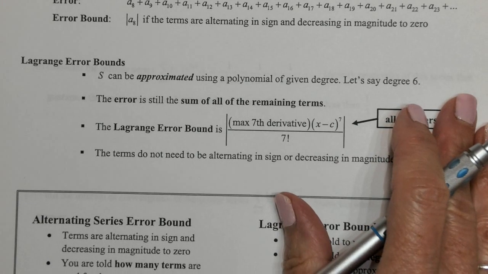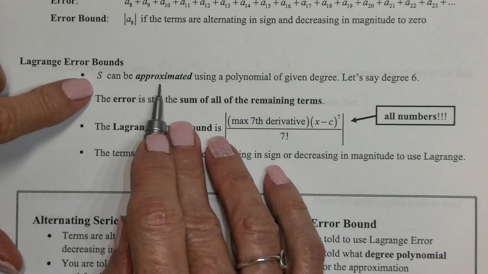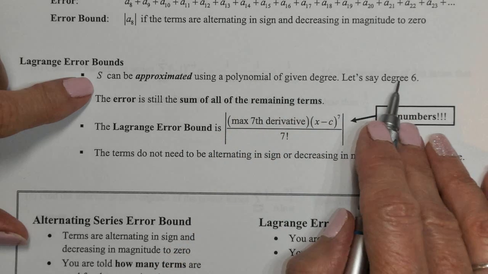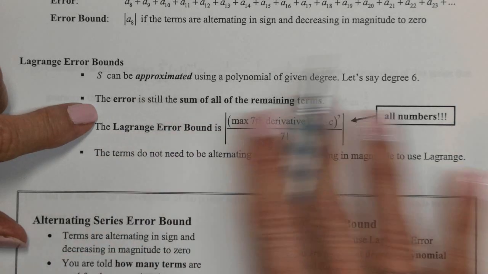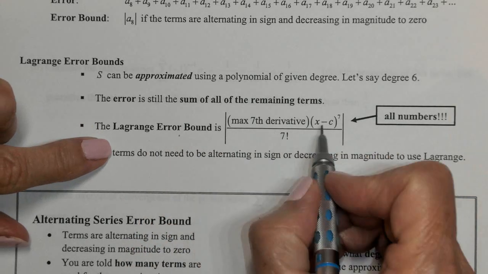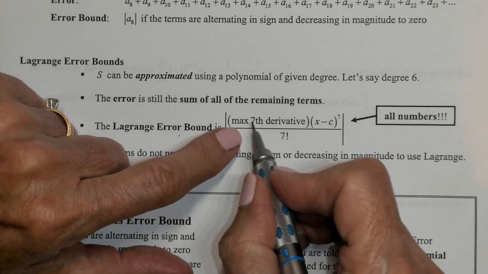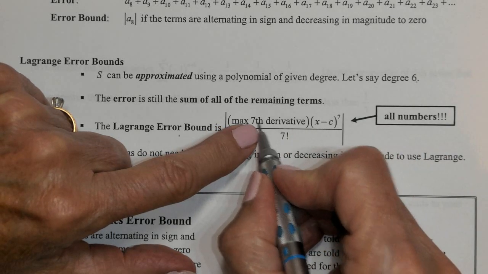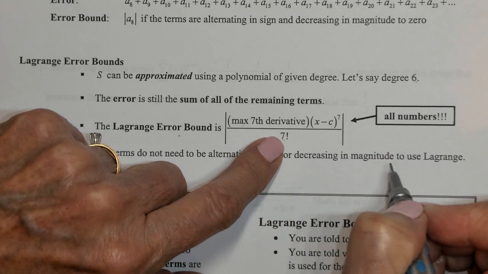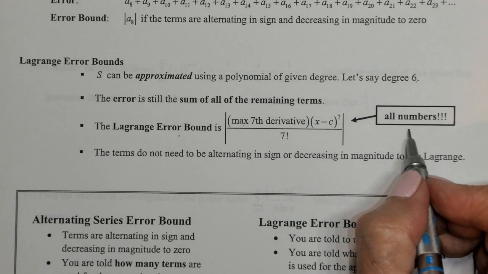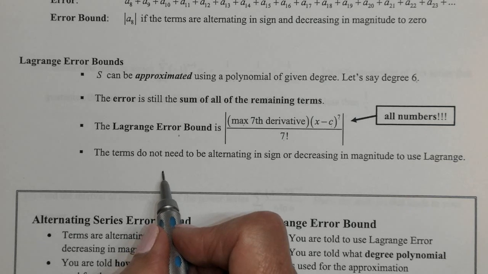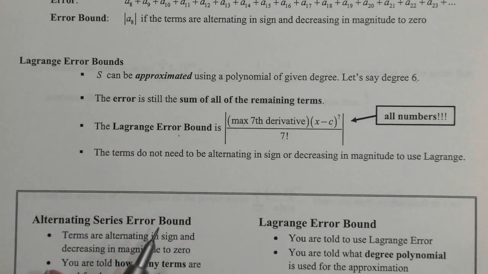All right, Lagrange error bounds. For Lagrange error bounds, S is approximated by a polynomial of a given degree. Let's say degree 6. The error is still the sum of everything that you did not use. The Lagrange error bound is in Taylor series form: the maximum next derivative, x minus c to the next power, over the next factorial. All numbers. No x, no c, no f prime, all numbers. The terms do not need to be alternating in sign, decreasing in magnitude to 0 to use Lagrange. It's on all of them.